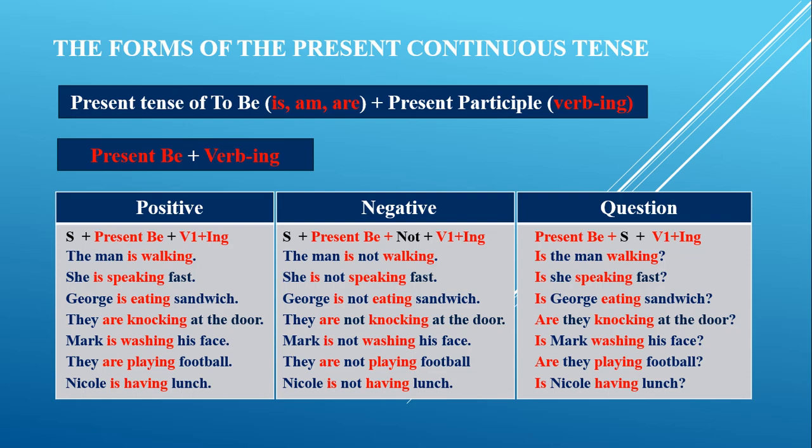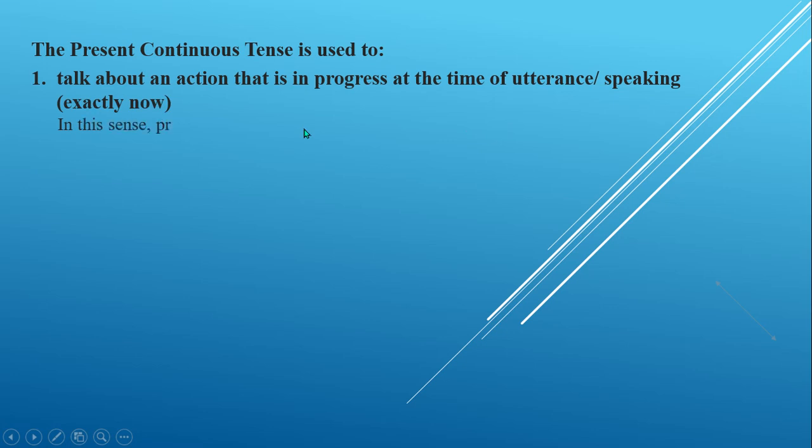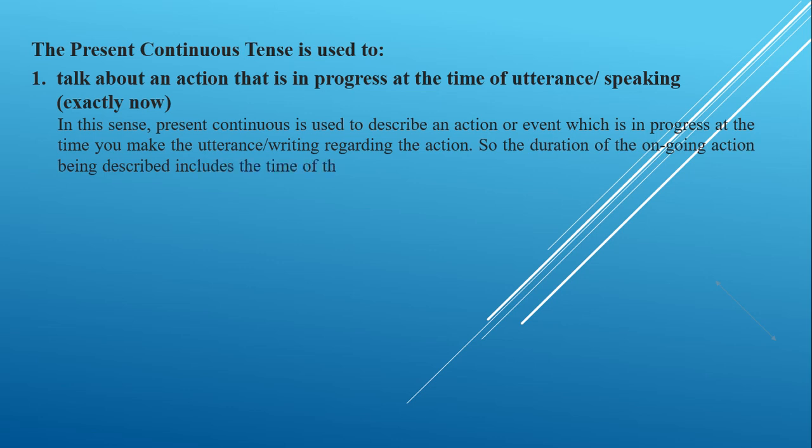That brings us to the second point of our talk today, which is about the usages. And the first usage of the present continuous tense is to talk about an action that is in progress at the time of the utterance or speaking. In this sense, present continuous is used to describe an action or event which is in progress at the time you make the utterance regarding the action. So the duration of the ongoing action being described includes the time of the utterance.